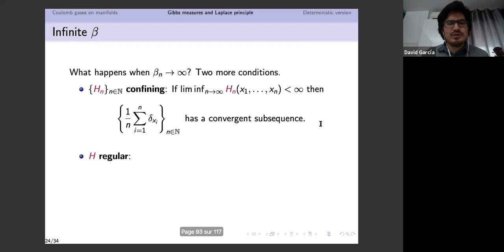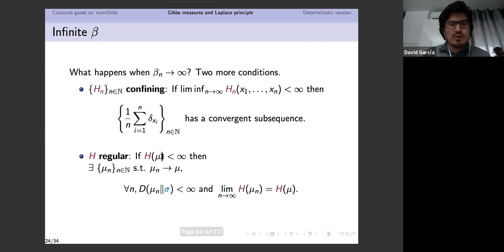And the second condition is this one. We say that H is regular if whenever H of mu is finite, we can find then a sequence mu n that regularize mu in the following sense. Mu n approximates mu, the energy of mu n approximates the energy of mu, and mu n is regular in this sense. The entropy of mu n with respect to sigma is finite.